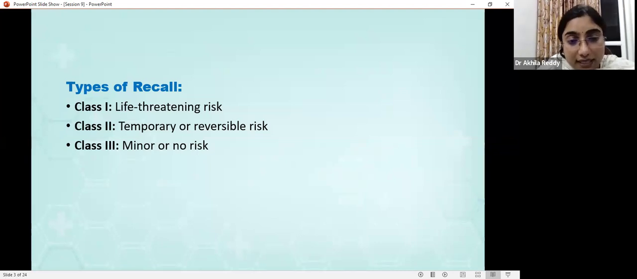And if we go to class 2, that is a temporary and reversible risk. Most people will get blisters on the skin, or rashes, fever. That can be reversed with some other medicine, Avil or paracetamol. They can cure it. Which are curable, that is called a temporary or reversible risk, in the sense that we can give an antidote to the medication.